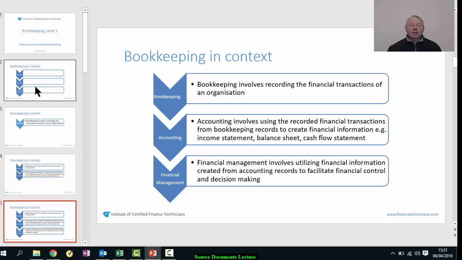Then finally, financial management is using the information produced from the accounting system and also creating other financial information in order to impose control and make decisions relating to the organization. So financial management, in a nutshell, involves utilizing financial information created from accounting records to facilitate financial control and decision making.